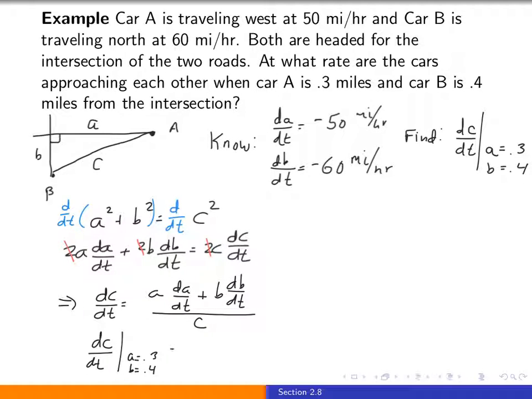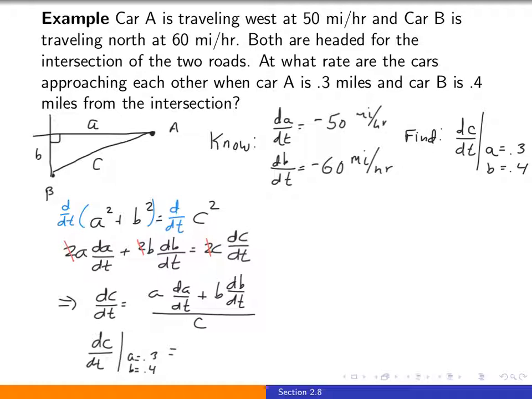So we need to plug these values in. And additionally, not only do we know what A and B are going to become, we know dA/dt and dB/dt. They're the given rates of change. But before we are able to completely solve for dC/dt, we need to determine what C is. So when A is 0.3 and B is 0.4, what is C?